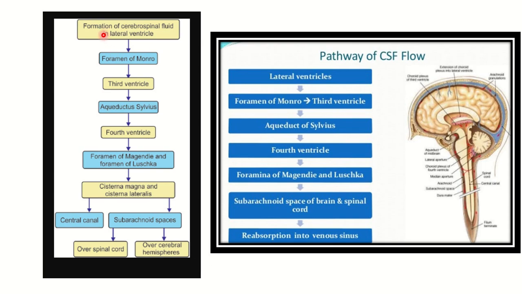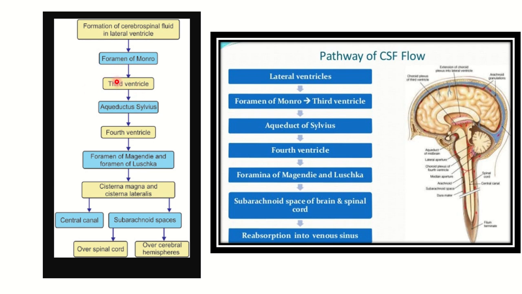So here we can see the formation. The cerebrospinal fluid or CSF is formed in the lateral ventricle. There are two lateral ventricles, on the right side and left side. From the lateral ventricle, this CSF enters into the third ventricle by a foramen, which is the foramen of Monro. This point is very important: from the lateral ventricle to the third ventricle, the CSF enters through the foramen of Monro.